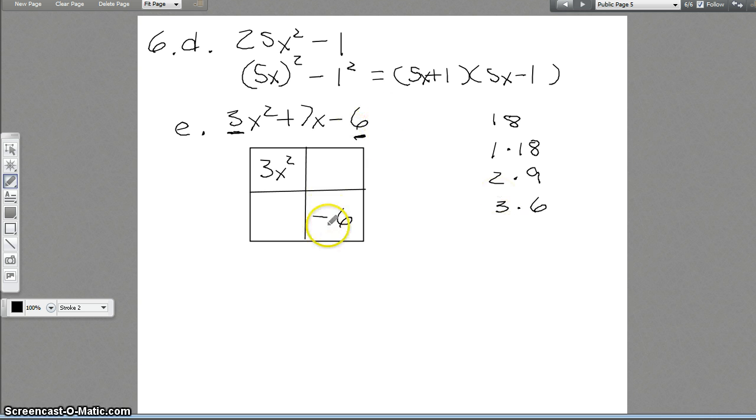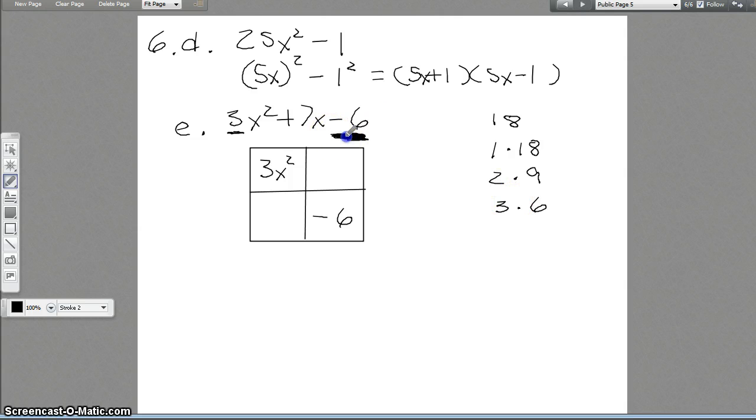Now, notice that our 6 is negative. Since it is negative, we need to find which factor pair has a difference of 7. Now, here's the thing that you can use that's going to make it easy to figure out whether you need to find the sum of the factor pairs or the difference. If the sign in front of your constant is positive, then you will add your factors together. If this is negative, then you will subtract them.